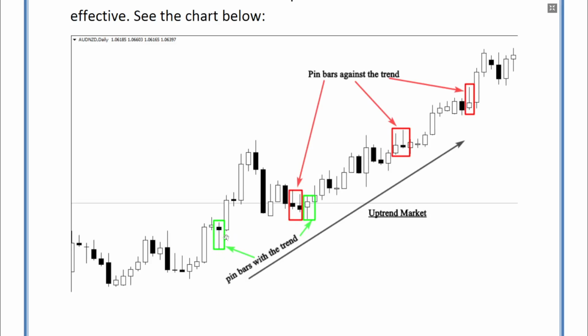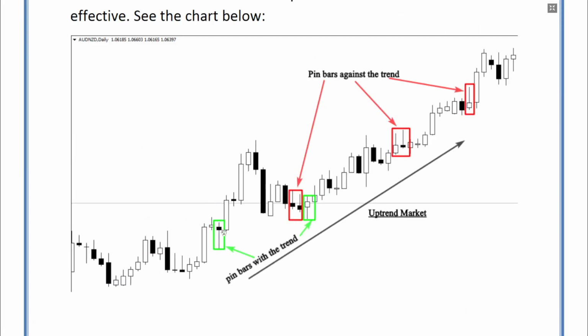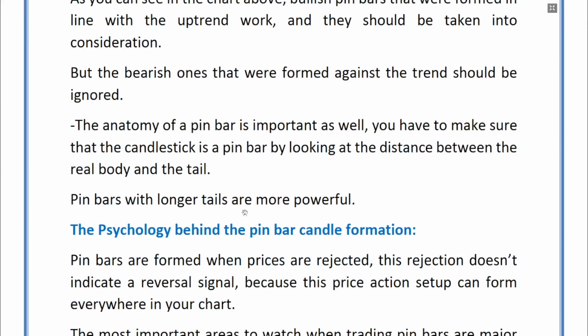Why? Because it has a longer tail than this one. So this one is more powerful than this. The longer tail proves that it is stronger, and as you can see, it really jumped high after being formed. The market really went up. That signifies the intensity of that candlestick. Pin bars with longer tails are more powerful. Again, keep that in mind.